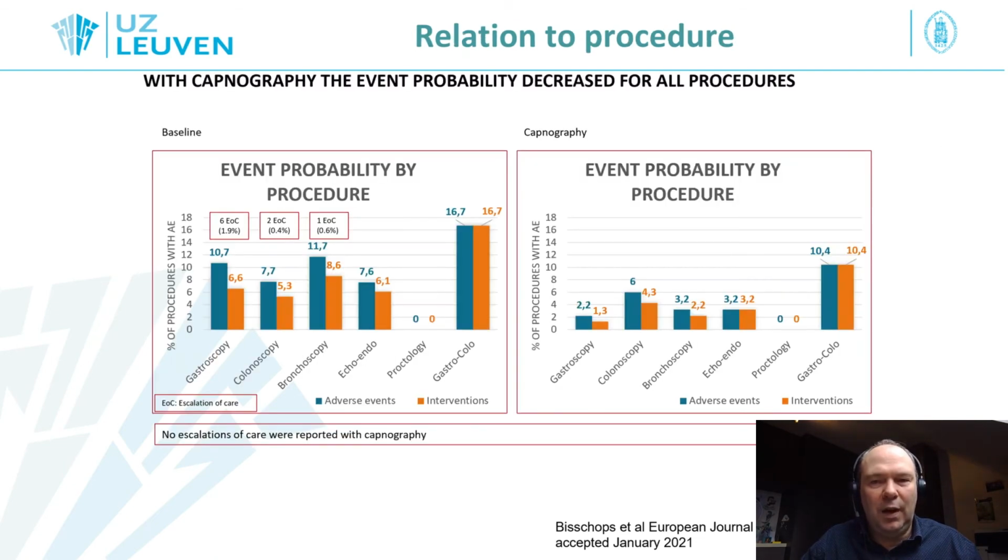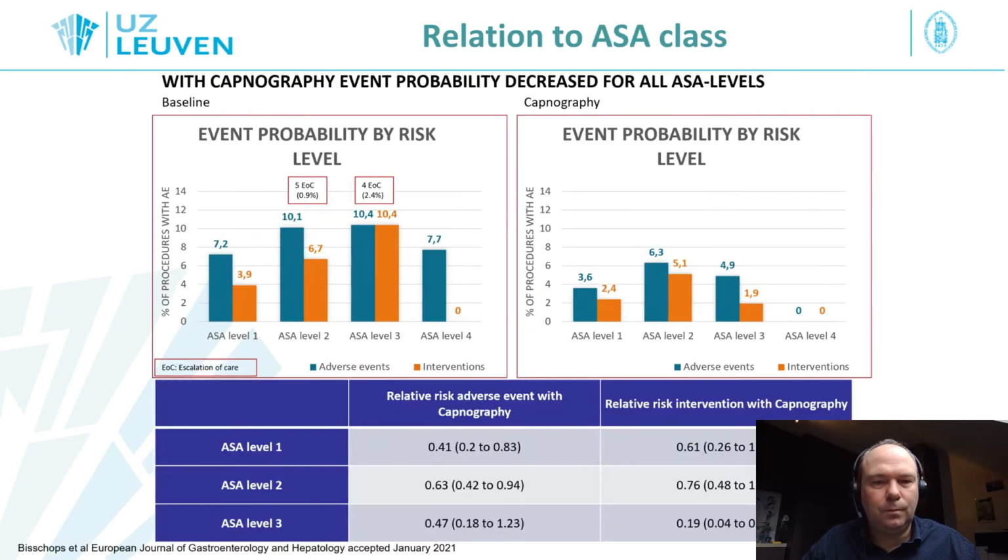Then if we look at the relation to the procedure, you can see that for all the procedures, there was a higher incidence of these adverse events before introduction of capnography, and after introduction, this significantly reduced. Also, if we look at orange, the need for intervention was significantly lower after introduction of capnography, and this was independent of the procedures.